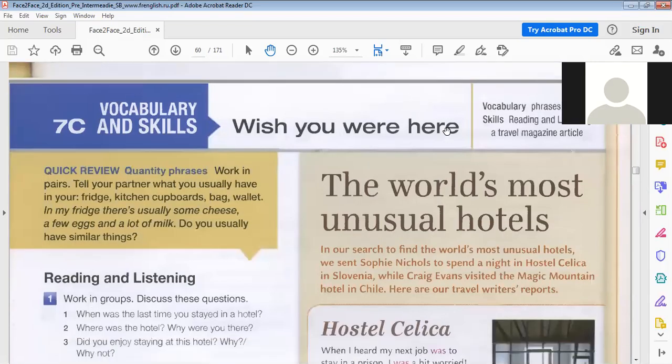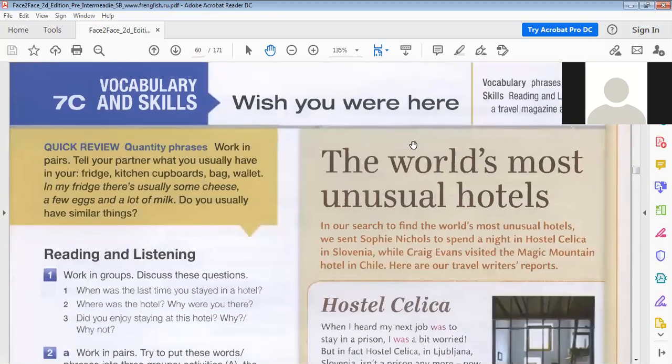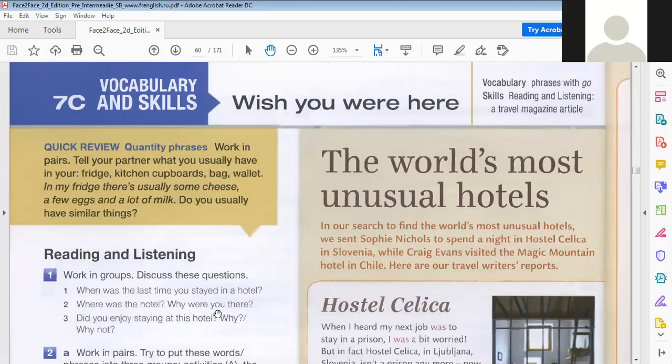So in today's lesson, we're going to talk about two unusual hotels, okay? So we have two unusual hotels. We want to read about them and maybe talk a little bit about traveling and talk about hotels. So this is what we want to cover.